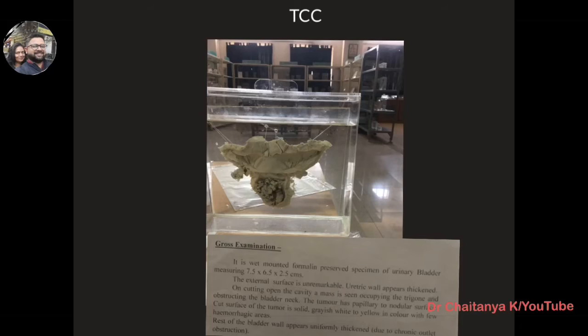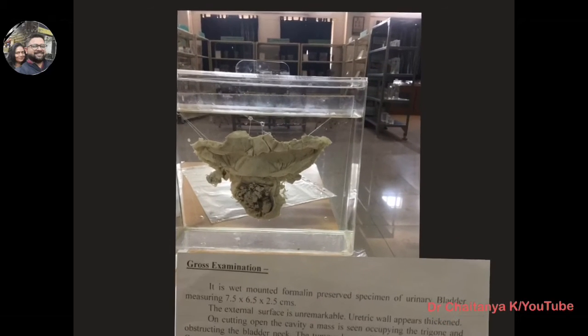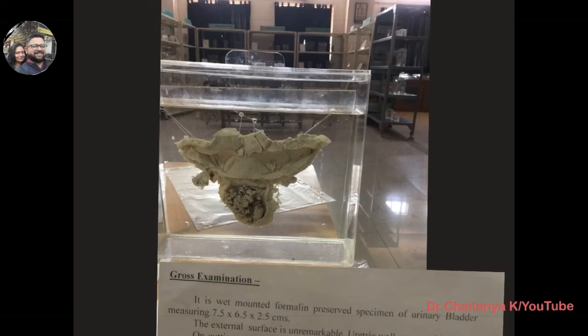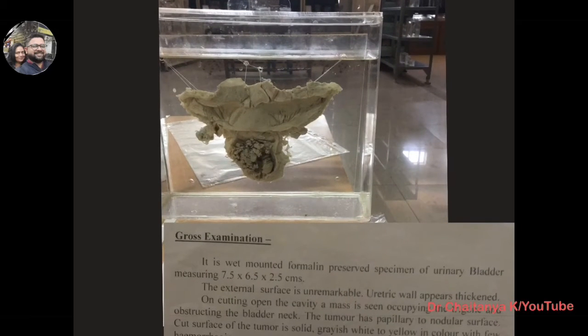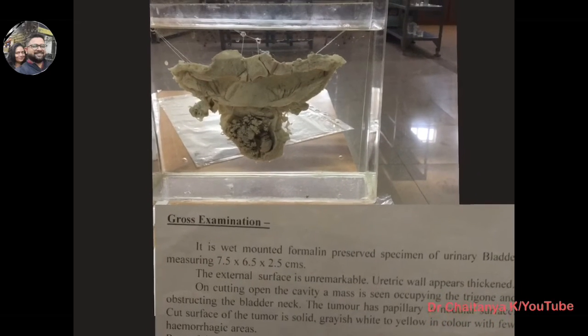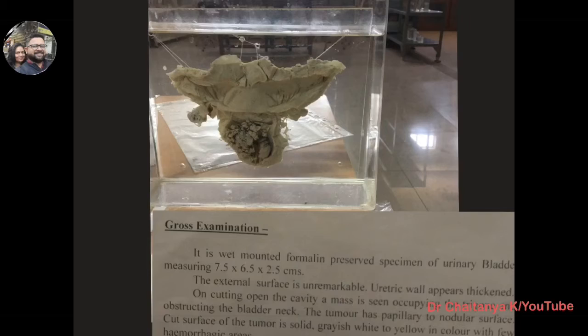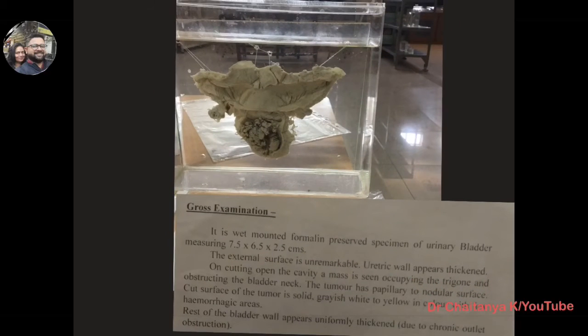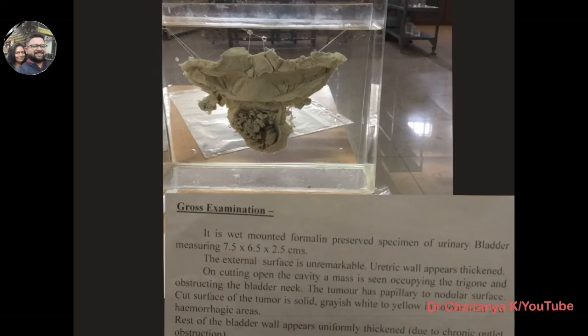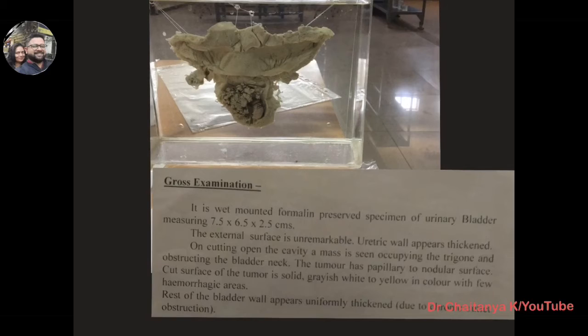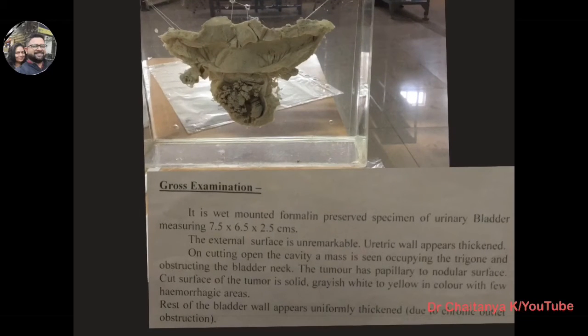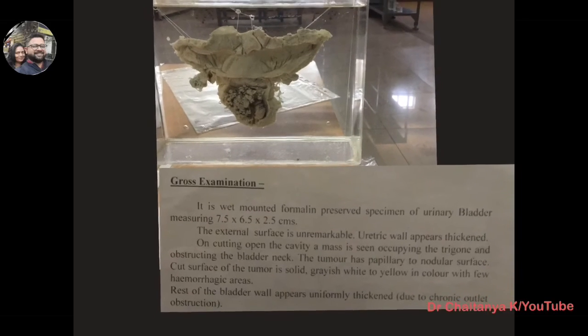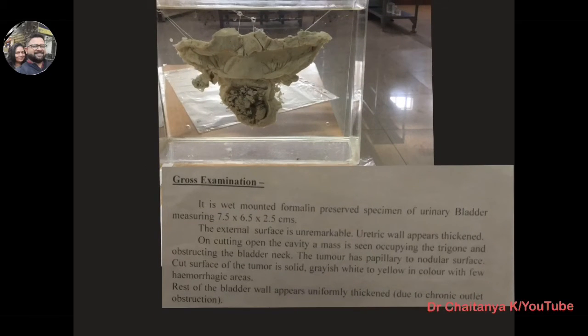Coming to the last part, that is the papillary TCC, the transitional cell carcinoma. It is a specimen of the bladder. It is a wet mount formalin-fixed specimen of the urinary bladder measuring around 7.5 x 6.5 x 2.5 cm. The external surface is unremarkable. The ureteric wall appears thickened, obstructing the bladder neck, and the mass is seen occupying the trigone area. The cut surface is solid, grayish white yellow in color with few hemorrhagic areas. The rest of the bladder wall appears uniformly thickened.